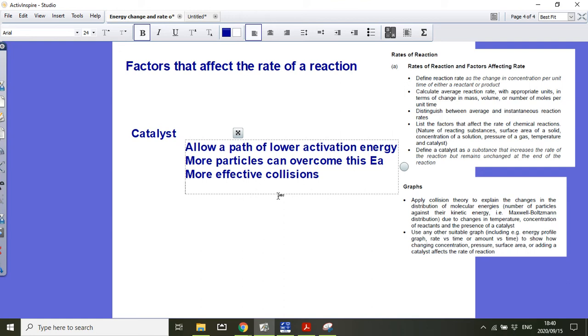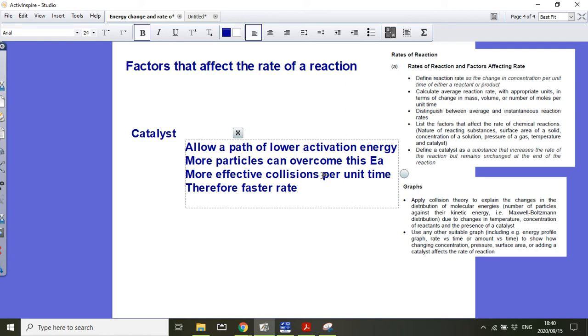But you can't just say collisions because it's rate. So if there are more effective collisions, that doesn't really help. It has to be faster as well. So you have to say more effective collisions per unit time. And because there are more effective collisions per unit time, there will be a faster rate of the reaction.